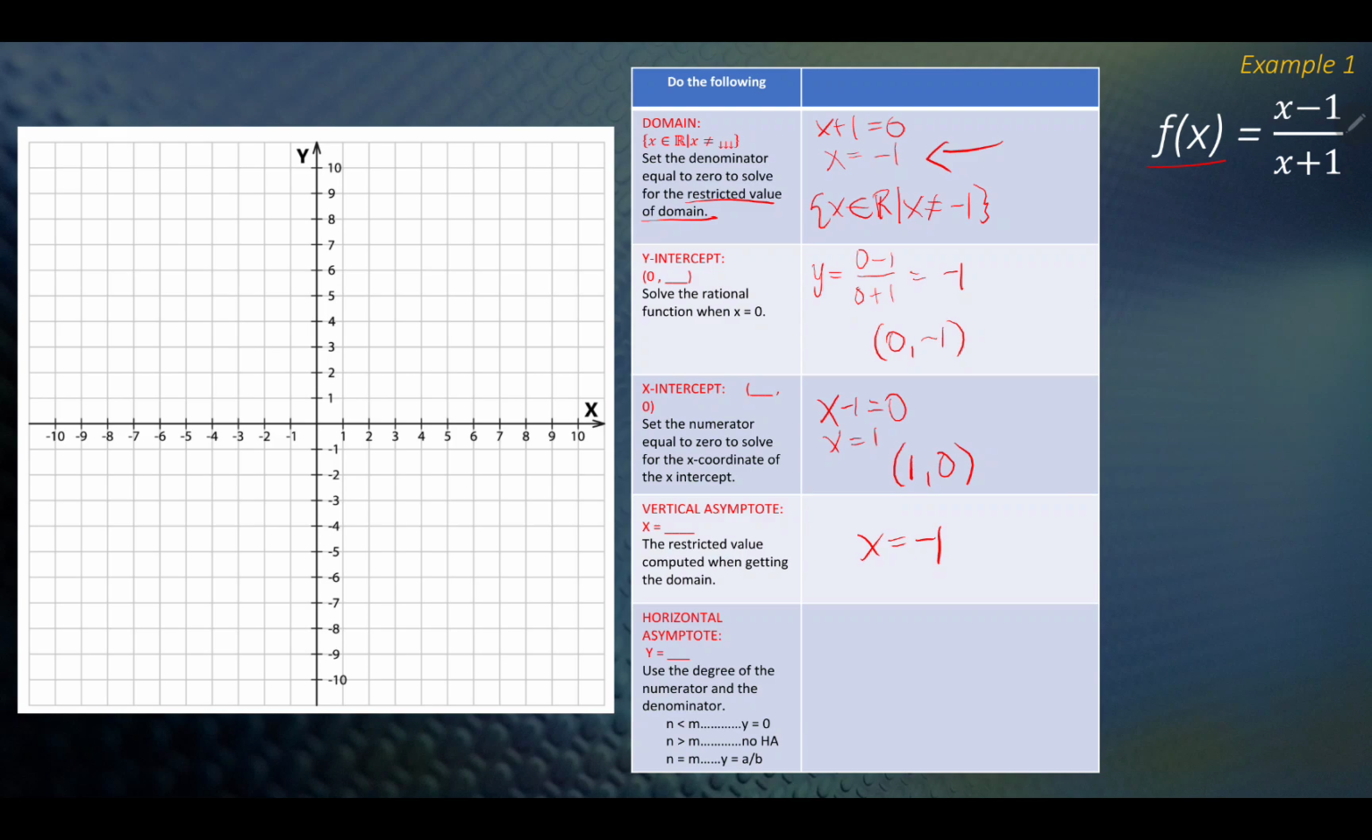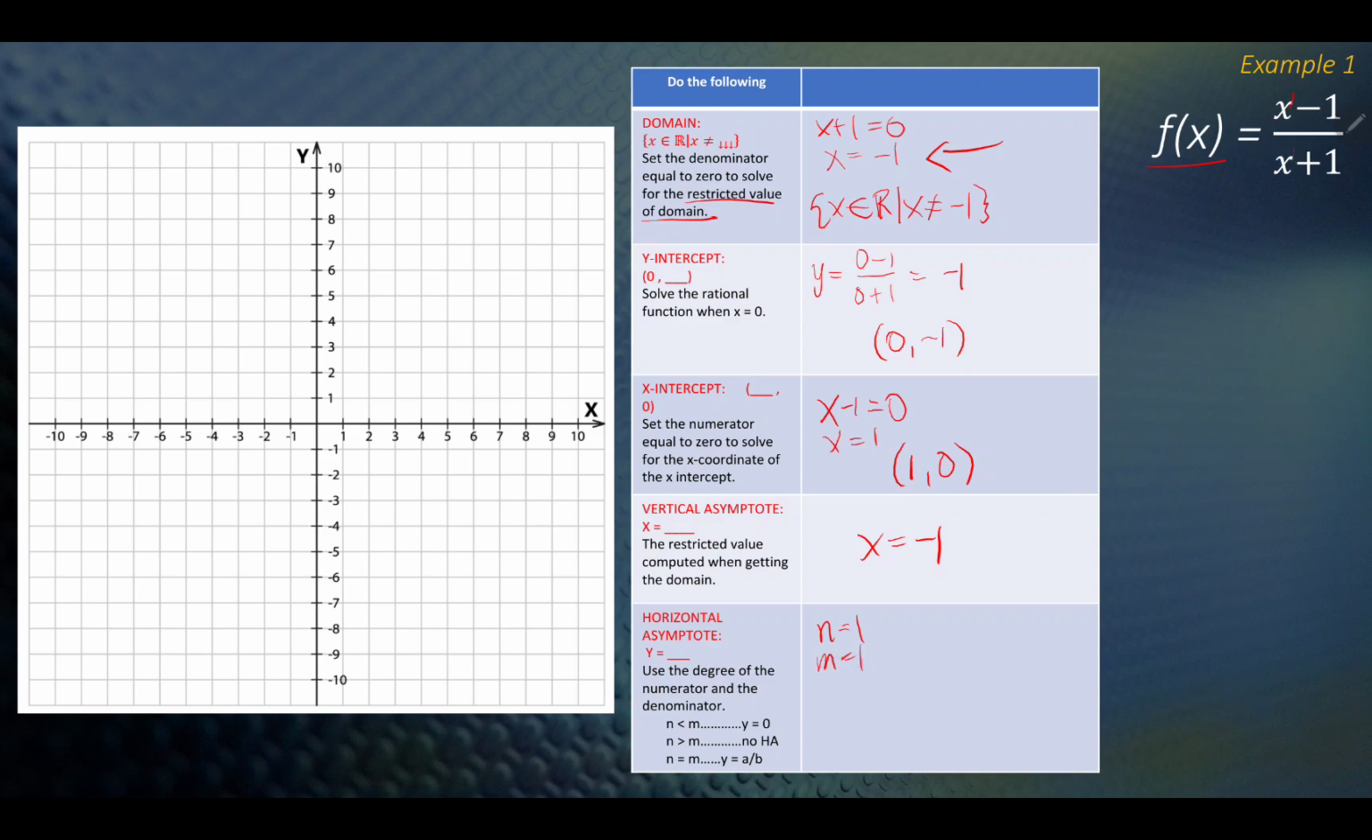And for the horizontal asymptote, the clue is determining the degree of the numerator and the denominator. It means we just look at the highest exponent of the variable x and compare them. For the numerator, our degree is positive 1. And for the denominator, the degree is also positive 1.